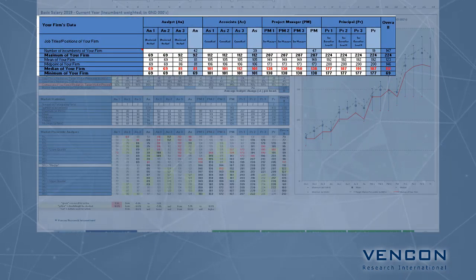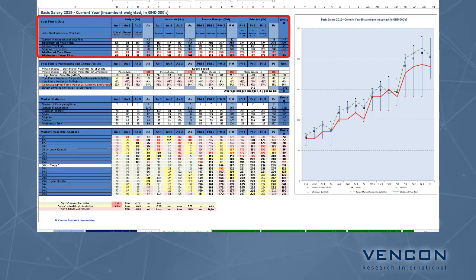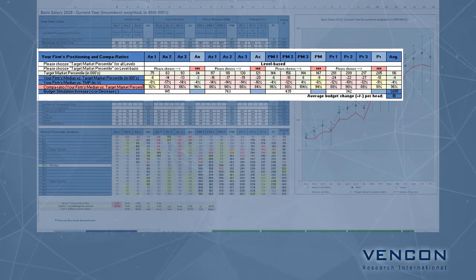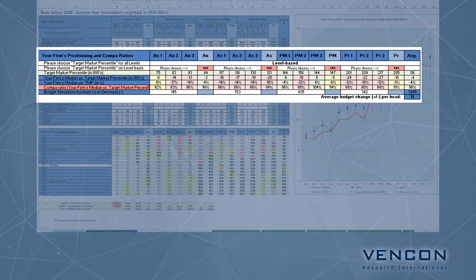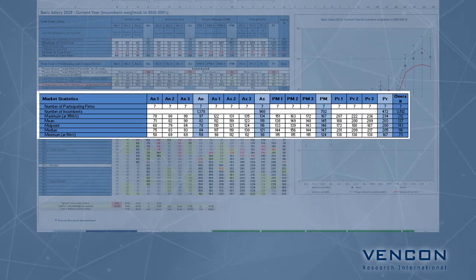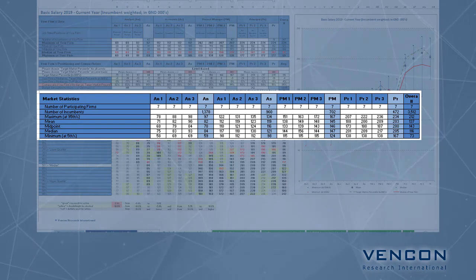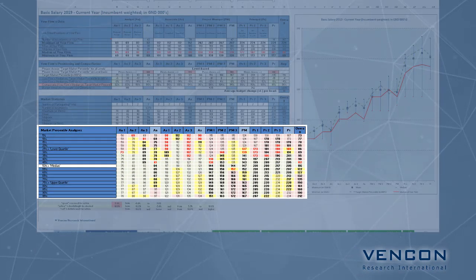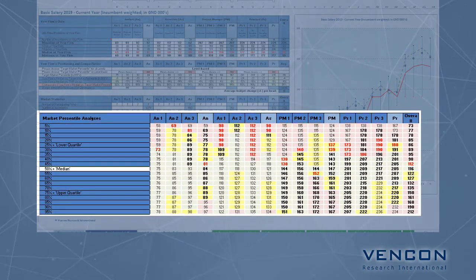First of all, we have your firm's data at the top here. Underneath that, your firm's data again, but with adjustable percentiles and employing the compa ratio tool. Below that, we have the basic statistical analysis of the market data. That is the market salary data included in the survey. And finally, a larger table containing percentile analysis of the market data.